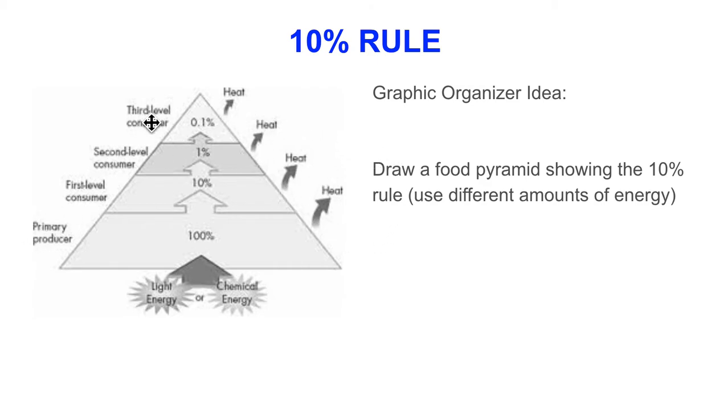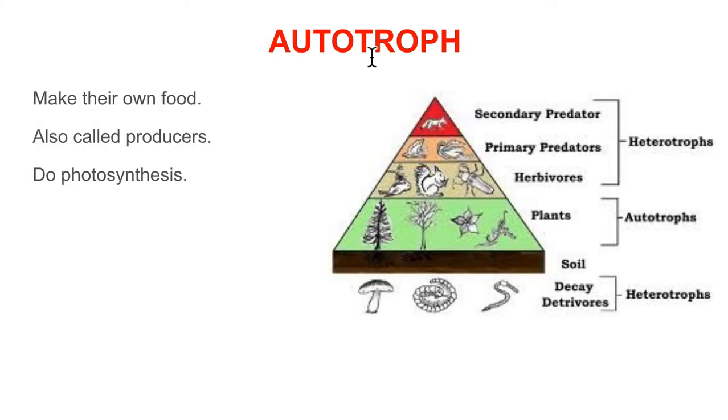And you guys should know this, right? The levels: primary producer, secondary or primary consumer, secondary consumer, tertiary consumer. Next word is autotroph. This has been used before. Auto means self. Troph is feeding levels. Well, autotrophs make their own food. These are our producers. They're plants. They do photosynthesis. So that means they make their own glucose. So they don't have to eat to get their food. That's what an autotroph is.